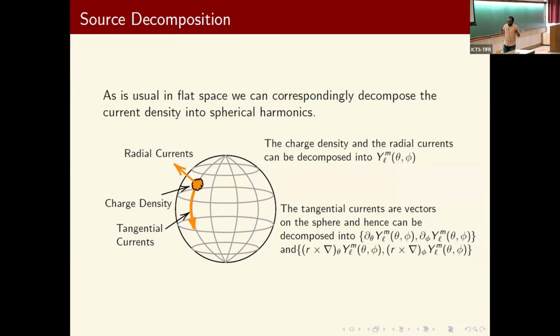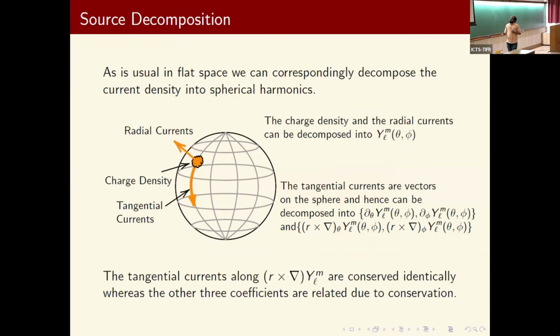Okay, so these are the two vector spherical harmonics on the sphere. The reason to do this is that if you take tangential currents which go like this, and this was mentioned in the previous talk also, that this vector is a divergenceless vector, and so the current which goes along with this spherical harmonic is conserved by itself, whereas the three other components are tied together by some conservation equation.